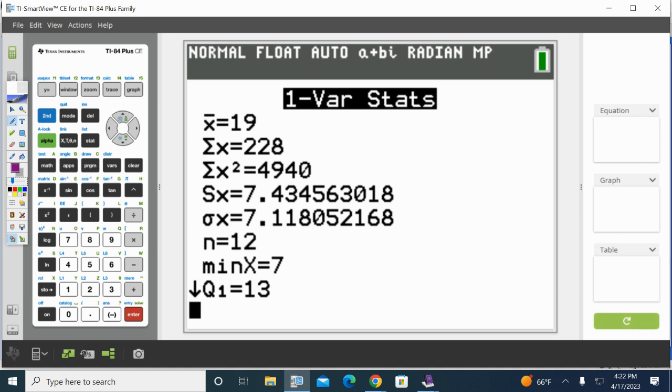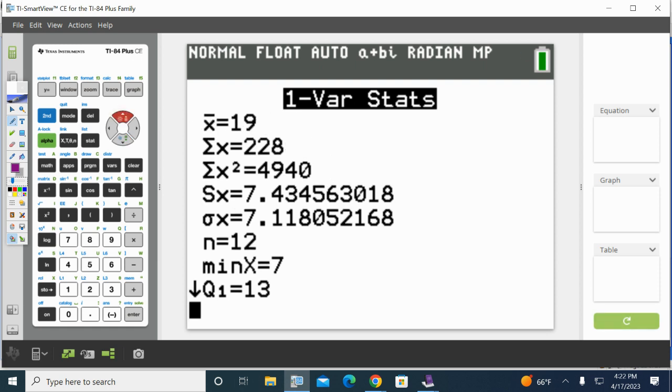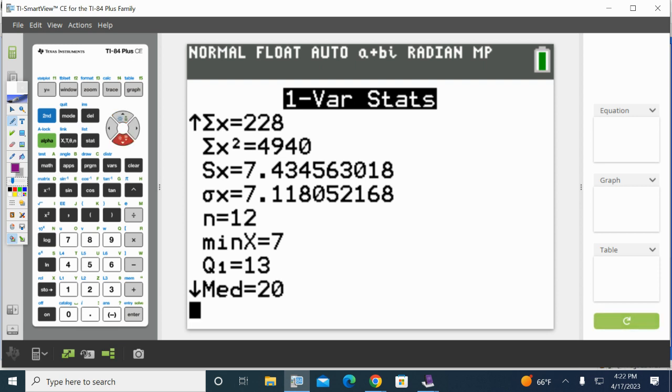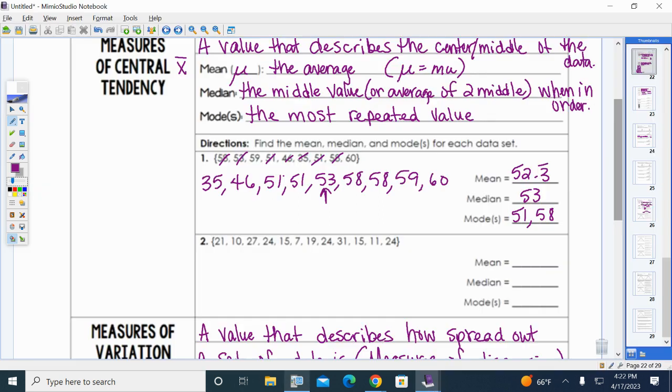The smallest x is 7, and then quartile 1 is 13. The median is 20, quartile 3 is 24, and then the biggest number is 31. So we were able to find the mean and the median using the calculator here. The mean was 19 and the median was 20.